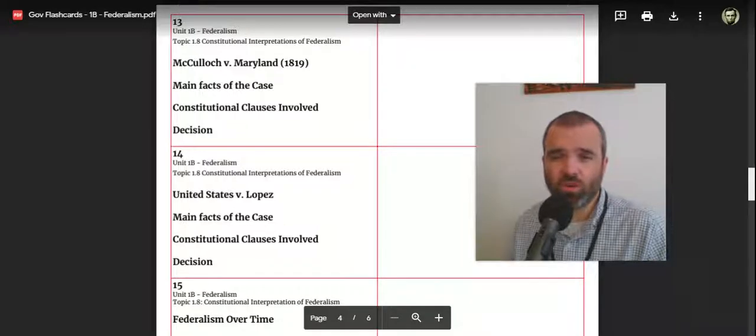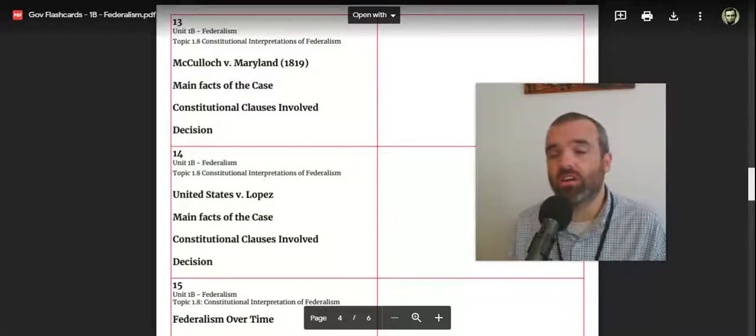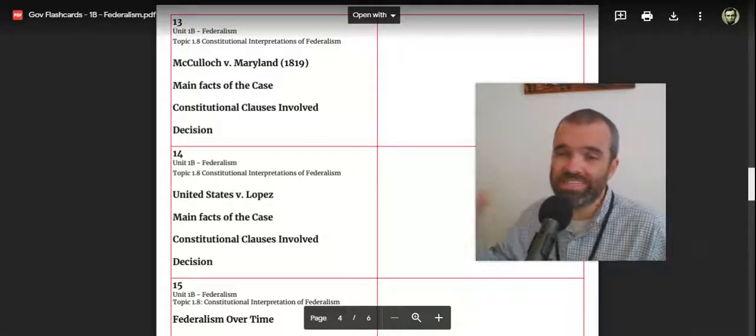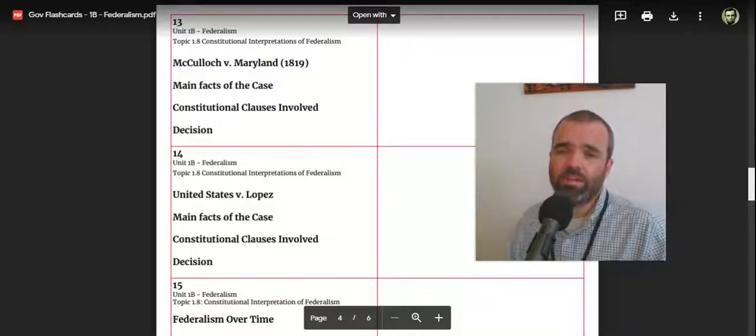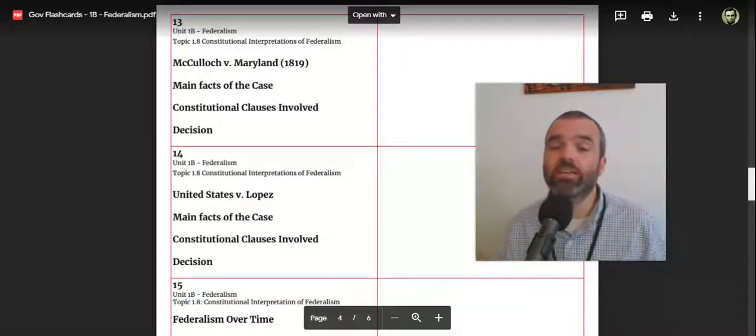And then furthermore, the question is, can the national government create a national bank in the first place? Is that something that the national government has the power to do? Because it's not explicitly enumerated in Article 1, Section 8. So the state of Maryland tries to tax a national bank, and the Supreme Court basically says you can't do this.